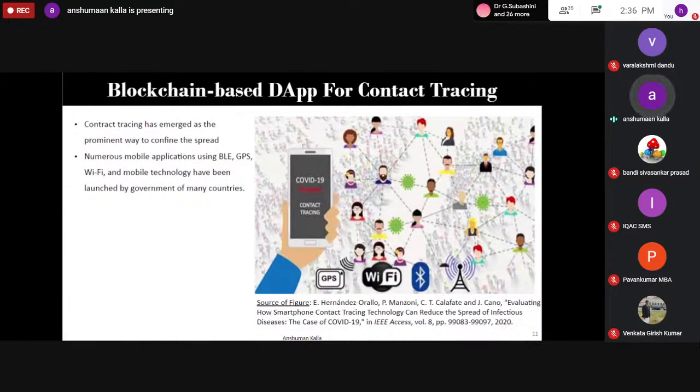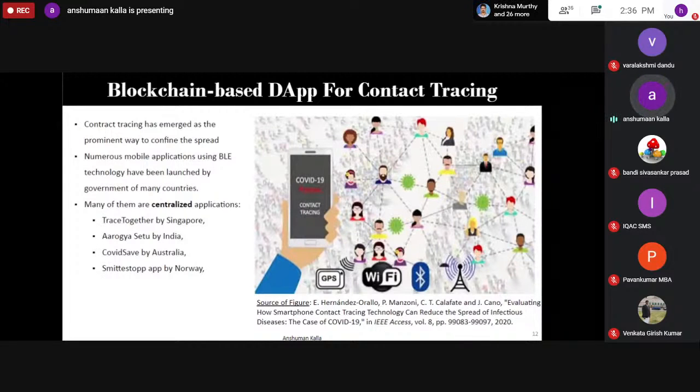And some of the technologies that have been used to drive such contact tracing applications are Bluetooth Low Energy, which is acronymed as BLE, then GPS, Global Positioning System, Wi-Fi, and of course the underlying mobile network. For the moment it is 4G, but we'll be able to see 5G, right? However, the problem with these contact tracing applications is that many of them are based on a centralized approach, right?